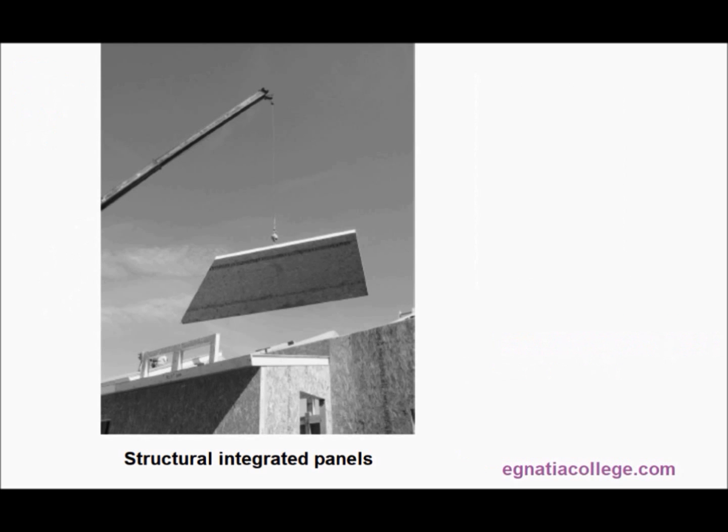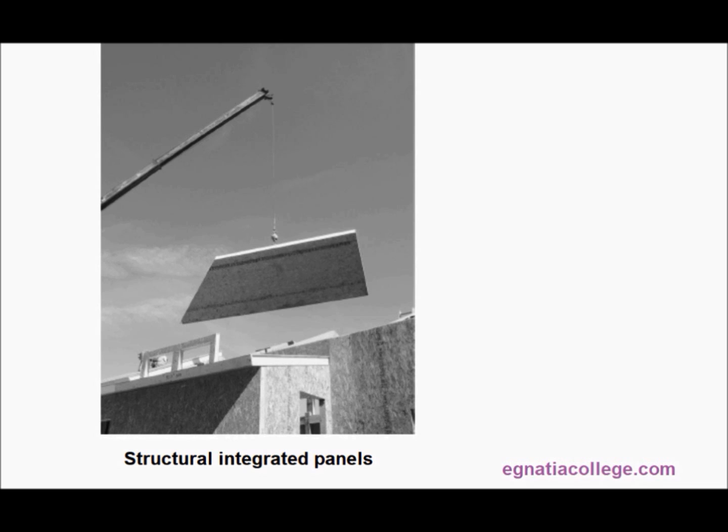Structural integrated panels, SIPs, are factory-built panels with an insulating core to which OSB is adhered to the exterior surface and usually gypsum board is adhered to the interior surface. Both the exterior and interior surfaces can be altered to suit the design of the building. Wiring and piping can be embedded in the foam core as the panel is manufactured. SIPs are custom designed for each particular application.